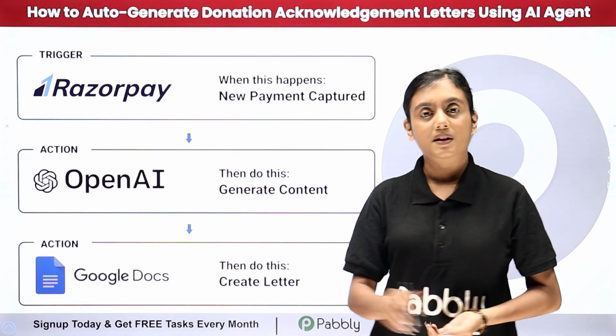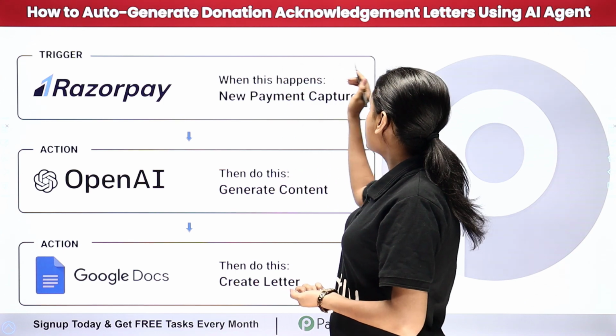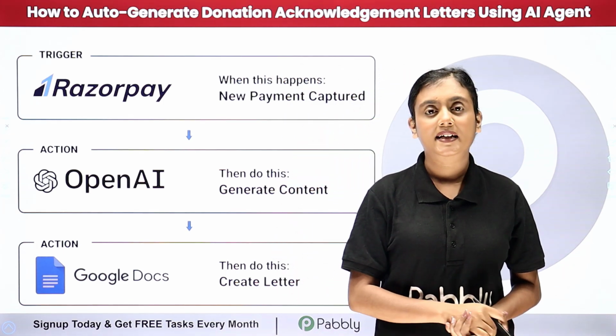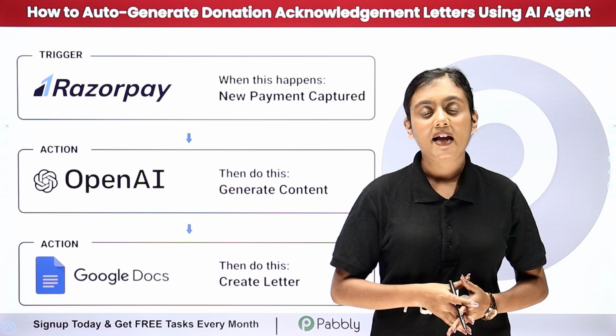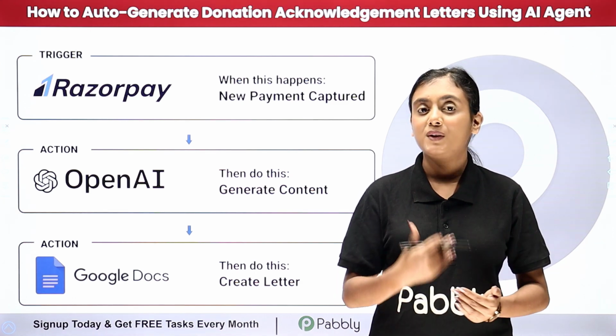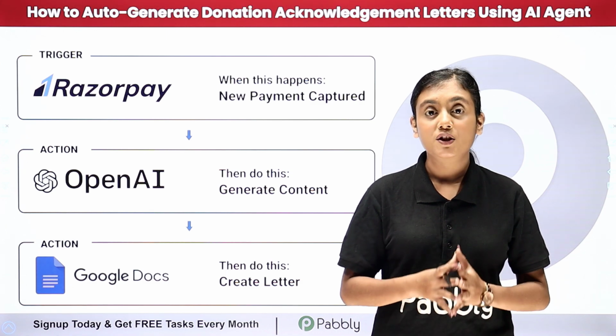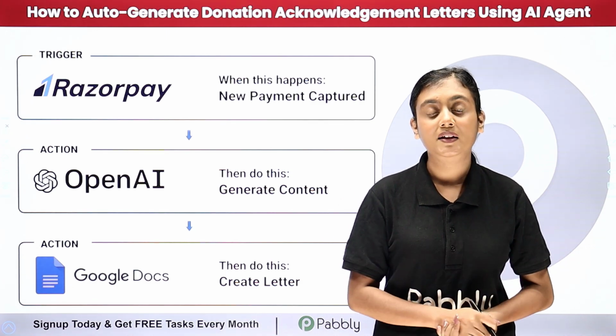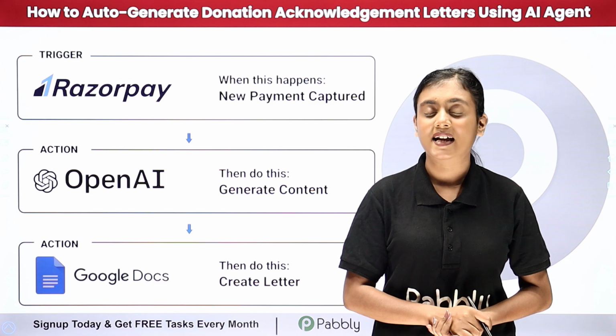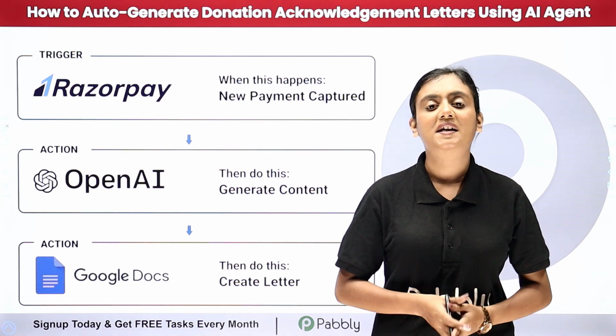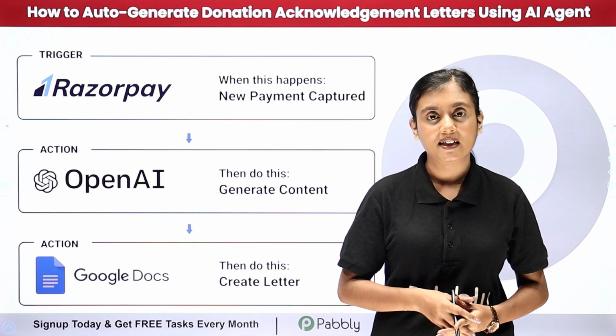In this video, we're going to learn how to auto-generate donation acknowledgement letters using an AI agent. So I'm an owner of an NGO and I receive a lot of donations in my NGO. And generating the letter of acknowledgement for each and every donor manually is very time consuming and hectic. So to solve this, I have created an AI agent using Pabbly Connect.